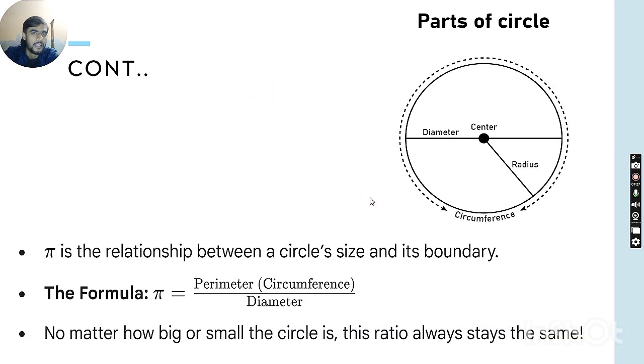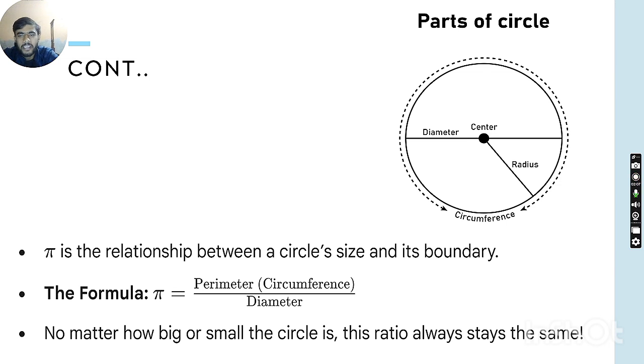Next slide, that is parts of the circle. I guess everyone has an idea about that. Even if you are in class 7th, you have an idea about that. What kind of parts are there in a circle? There is a dotted part. First I want to start from the center. There is one dark point, that is the center of the circle, okay?